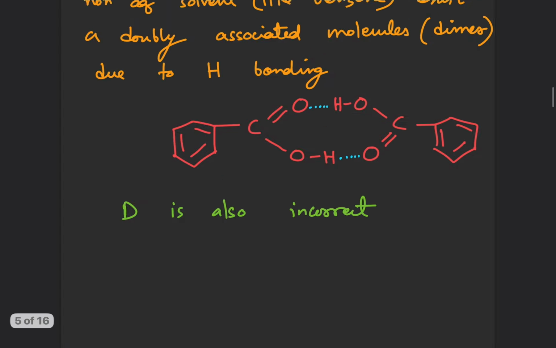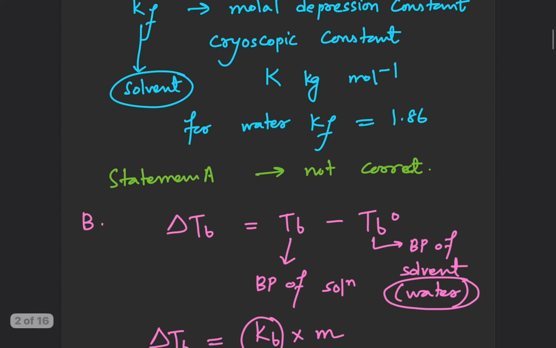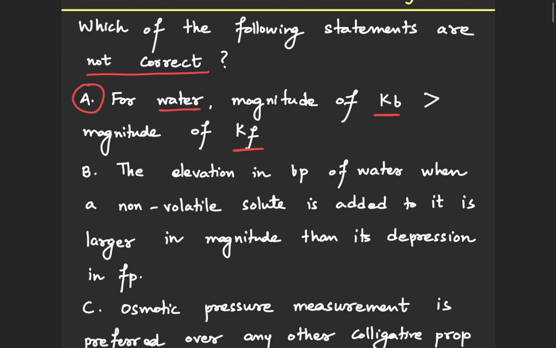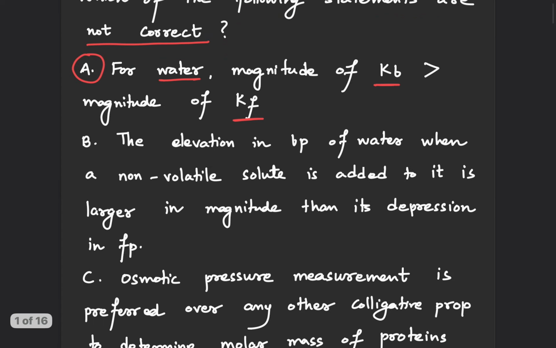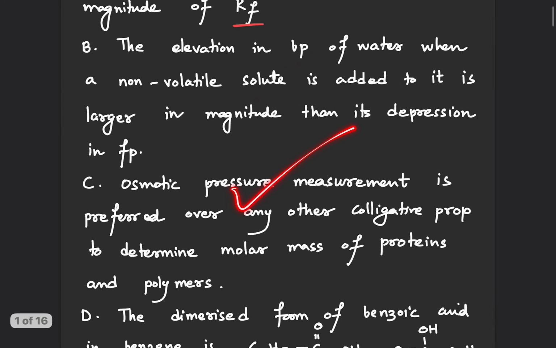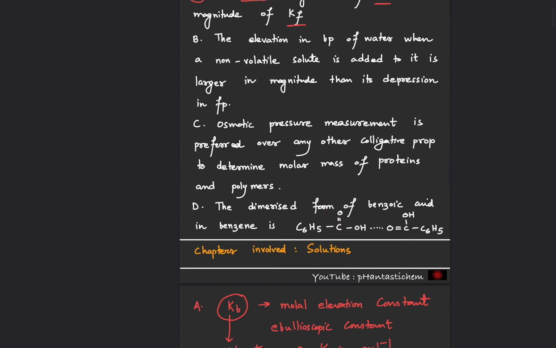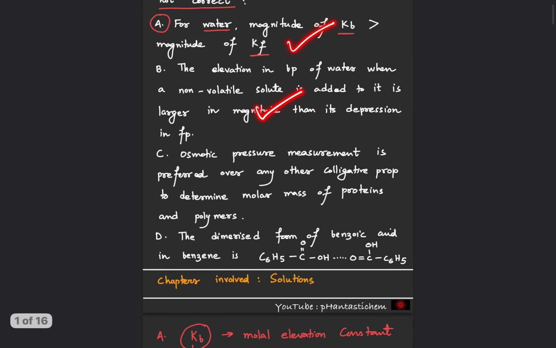In the question, they are asking us which of the following statements are not correct. So obviously A is not correct, B is also not correct, C is correct, and D is also incorrect. So the answer will be A, B, and D.